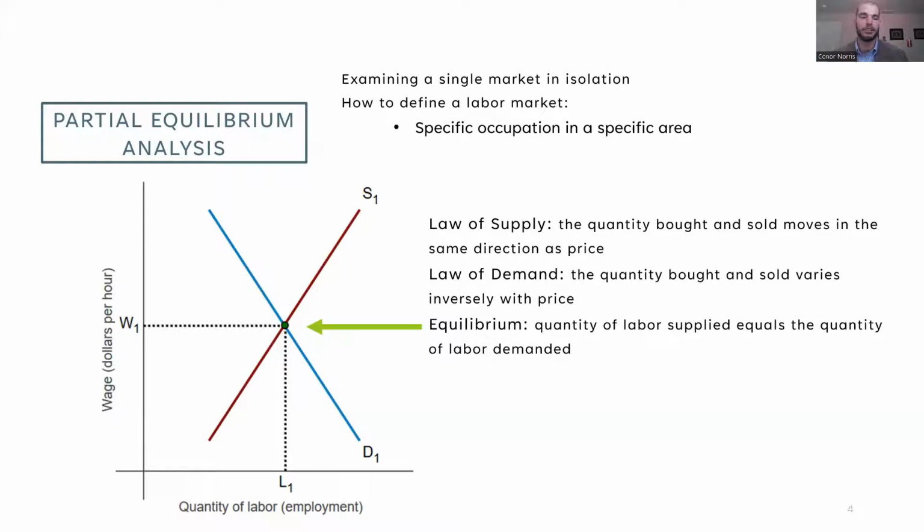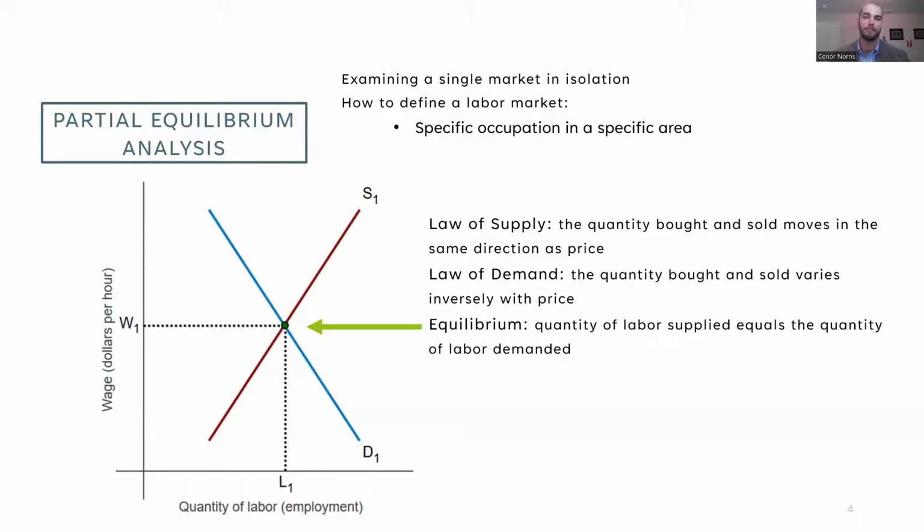A labor market is said to be in equilibrium where the supply and the demand curves cross. So at that point on the graph, that's the equilibrium. Here it's depicted at the point W1, L1. W1 is the equilibrium wage, and L1 is the equilibrium number of employees. At this point, the quantity of labor supplied equals the quantity of labor demanded.